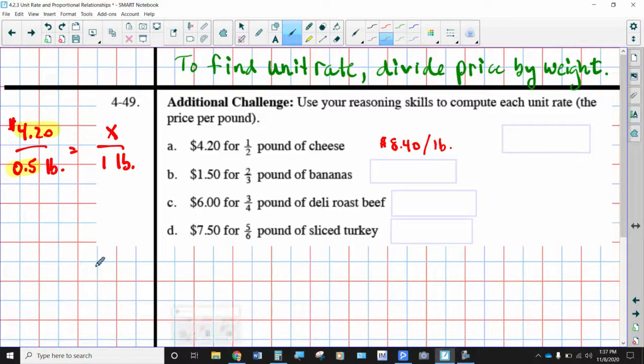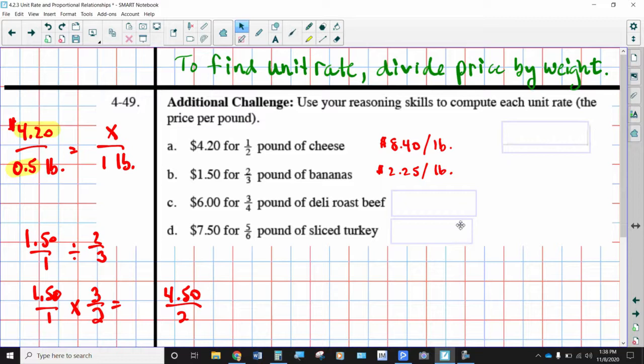So how would we do that with the fraction? We would take $1.50 over 1 divided by 2/3, which is the same as $1.50 over 1 times 3 over 2. So you end up with $4.50, right? Because $1.50 times 3 is $4.50, and then you divide that by 2, and that gives you the price of $2.25 per pound.